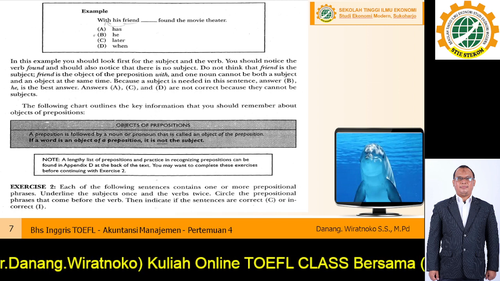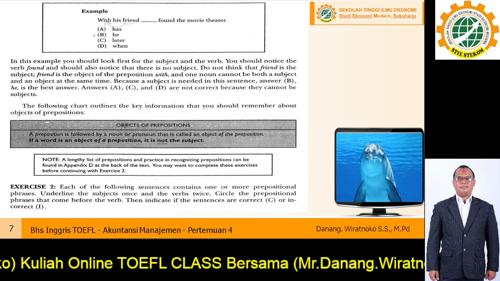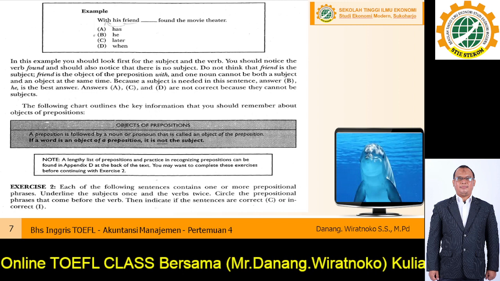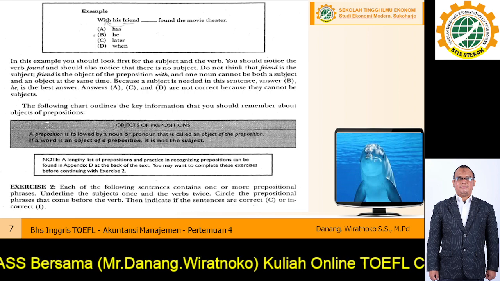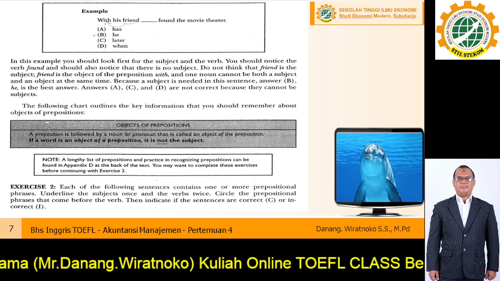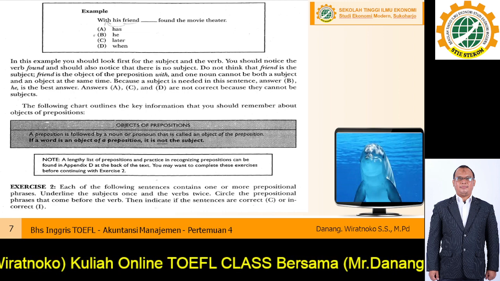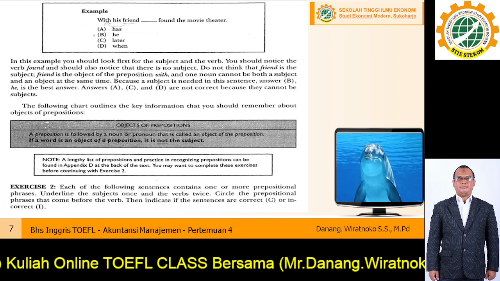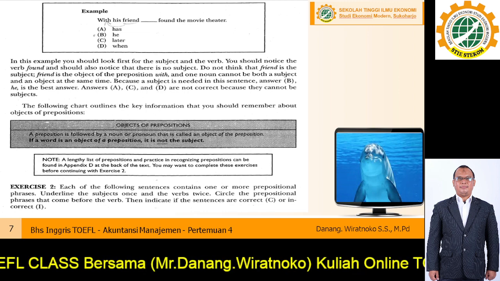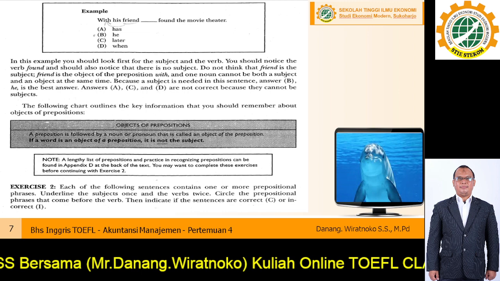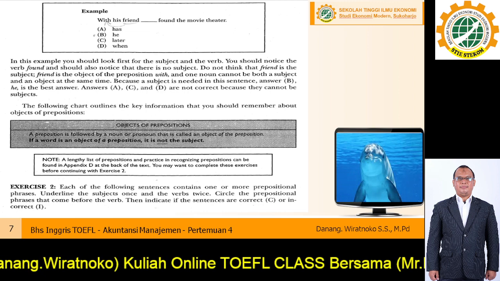Do not think that friend is the subject. Ya, jangan berpikiran bahwa friend itu adalah subject ya. So friend is the object of preposition with. Jadi friend ini adalah pasangannya dengan kata with. Ya, jadi bukan with his friend berdiri sendiri-sendiri, bukan. With his friend. Jadi with his friend itu adalah satu kesinambungan. Okay. So friend is the object of preposition with, and one noun cannot be both a subject and an object at the same time because a subject is needed in the sentence.